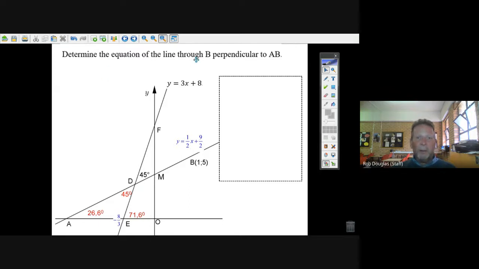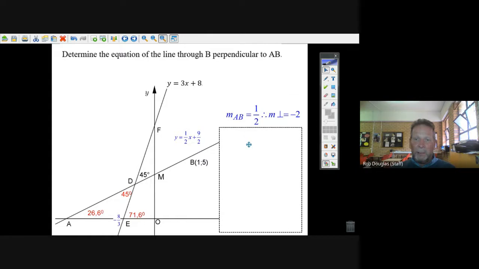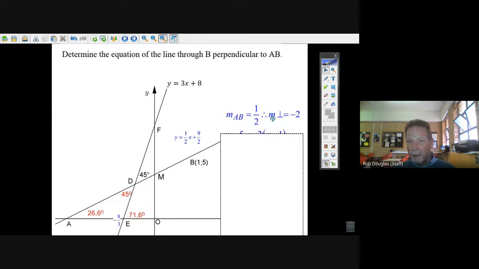Determine the equation of the line through B, that's 1 and 5. Determine the equation of the line that's perpendicular to AB. Well, perpendicular means the gradients multiply to equal -1. Well, if that's the gradient of AB, we just have to turn it upside down, make it 2/1, and change the sign. Well, there's the gradient of the perpendicular line. It's -2.